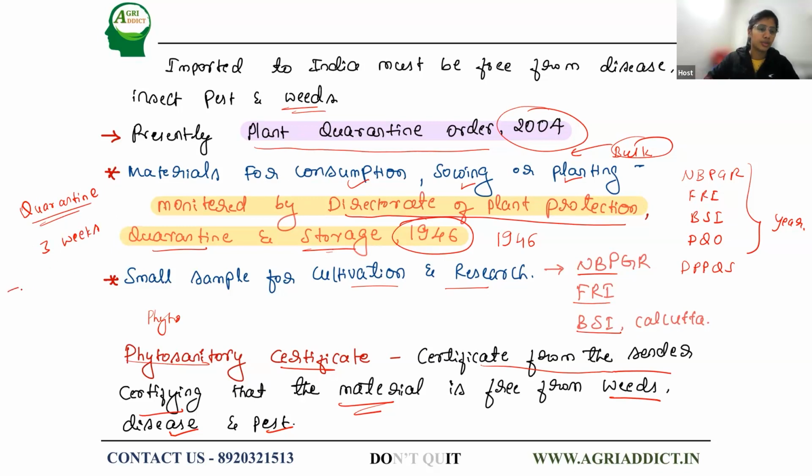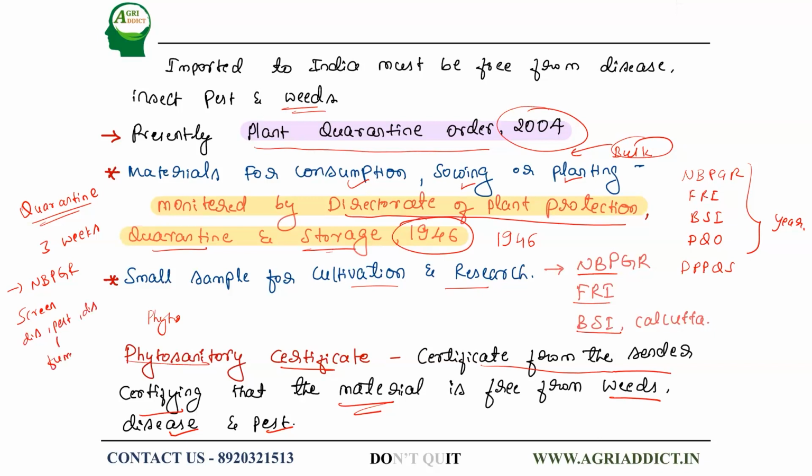So what do they do at NBPGR? Upon introduction of the material, what are all the things they take care of, or what are all the criteria they look into? Ma'am, firstly, they will screen the material. If it is found that there is some disease or pest associated with it, they will try to fumigate it, and if it's not curable, then they will destroy it at the center itself.